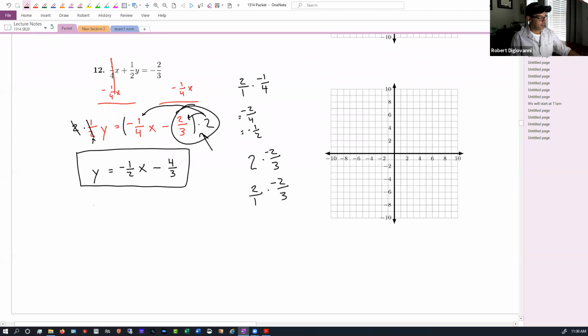There we go. Now we have it. This allows us to identify our slope and our y-intercept. So our y-intercept is negative 4/3, and our slope is negative 1/2.